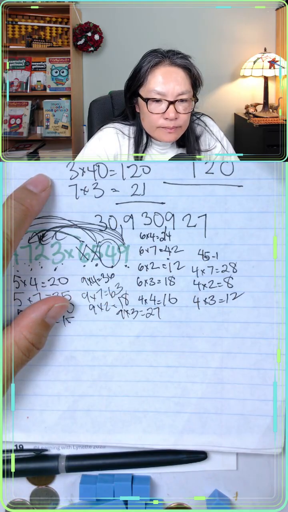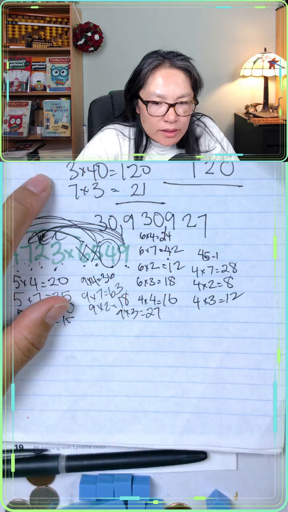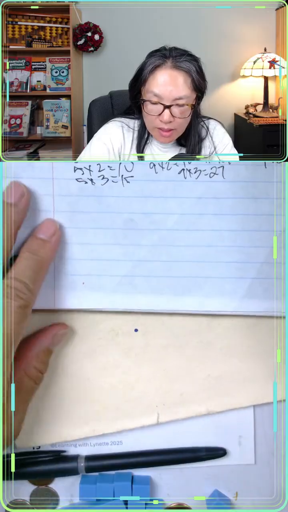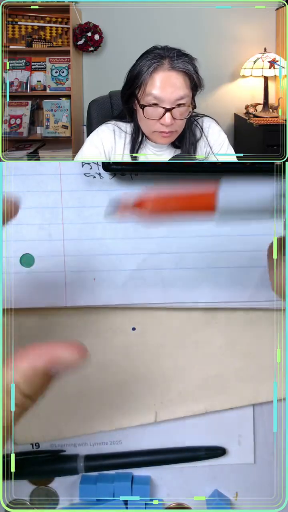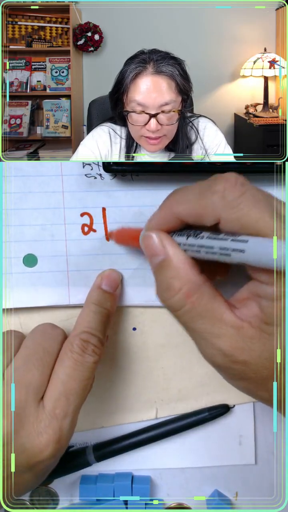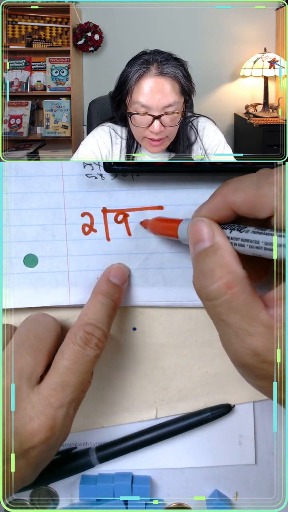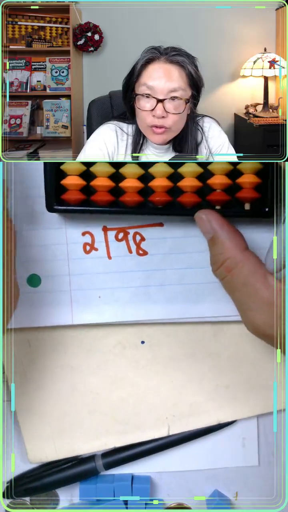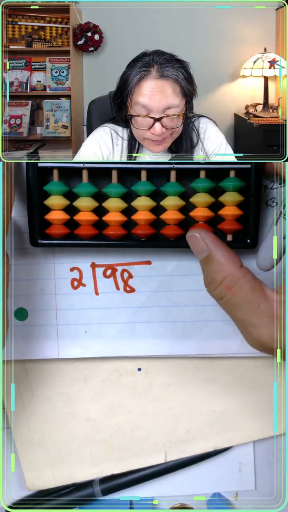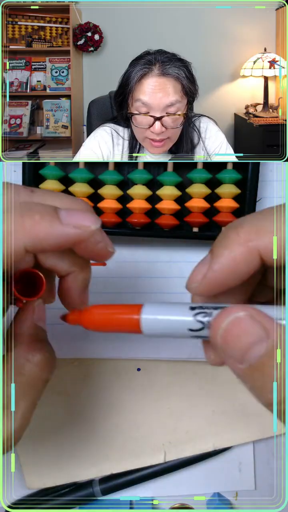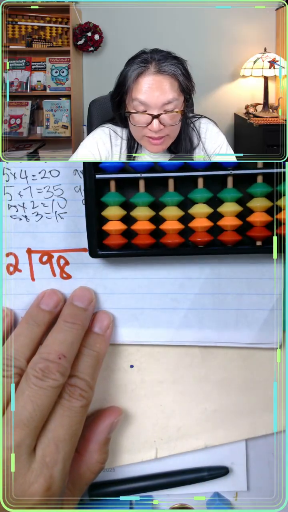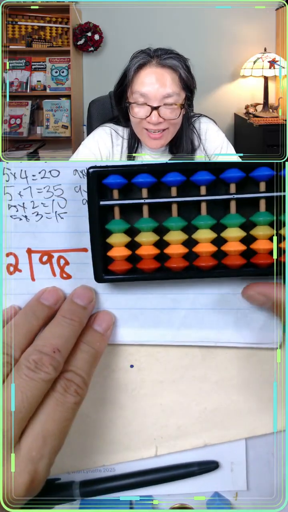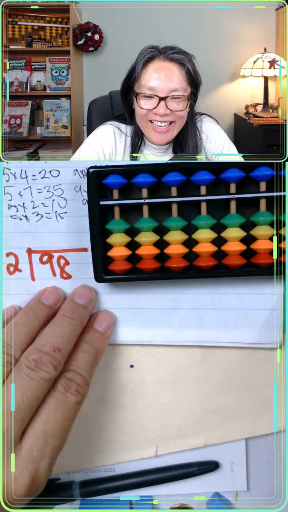Okay. So here's the concept. Let me talk about the concept. 98 divided by 2. What we're doing is long division. We in Abacus World do long division. When we're looking at it, we still need to count.